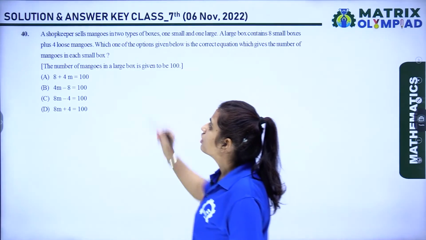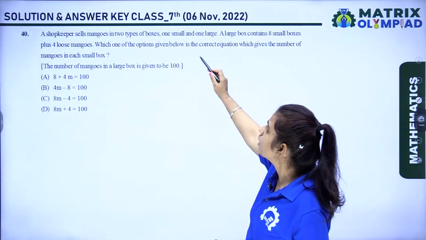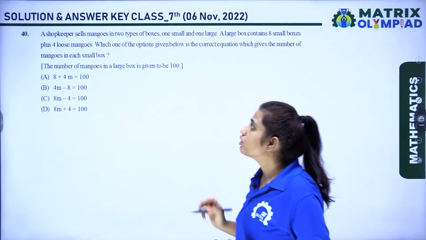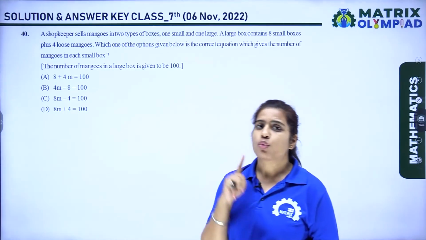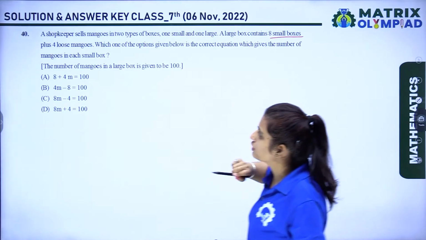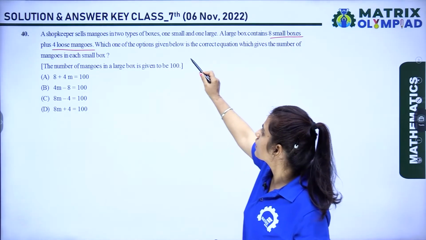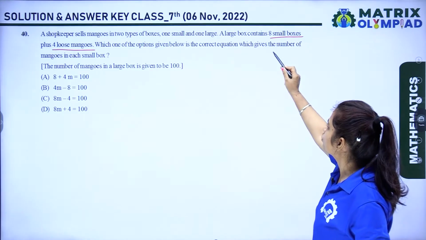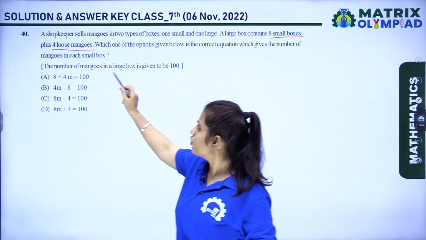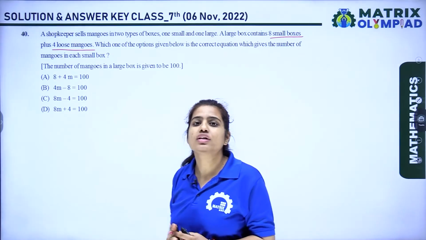Our next question is, a shopkeeper sells mangoes in 2 types of boxes, one small and one large. A large box contains 8 small boxes plus 4 loose mangoes. Which one of the option given below is the correct equation which gives the number of mangoes in each small box? The number of mangoes in a large box is given to be 100. So here we have to find out only the equation.